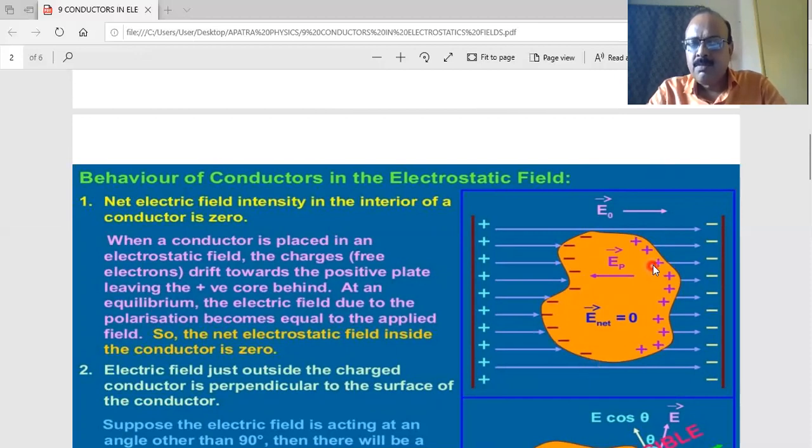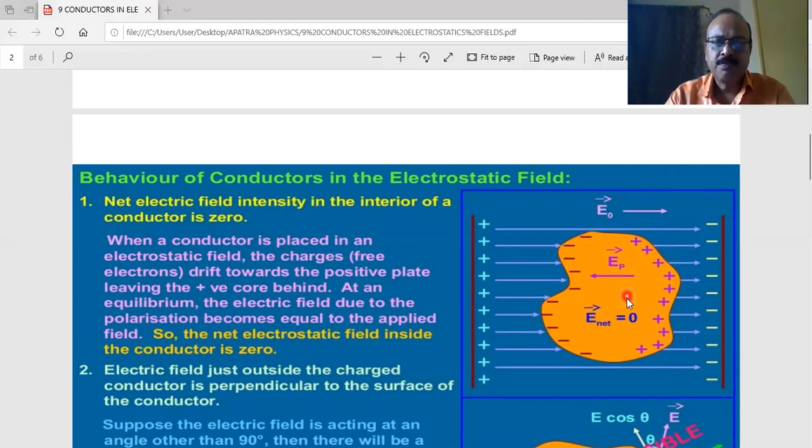and they leave the positive nucleus, and ultimately there will be a positive charge here, and a negative surface charge density there. Due to this positive and negative charge, one electric field, that is the EP, is developed within this conductor, which opposes the E naught. After some time at the equilibrium, the EP and E naught will be the same, and the net electric field within the conductor will be zero. That means ultimately in static condition, there will be no electric field within the conductor, and it is always true.